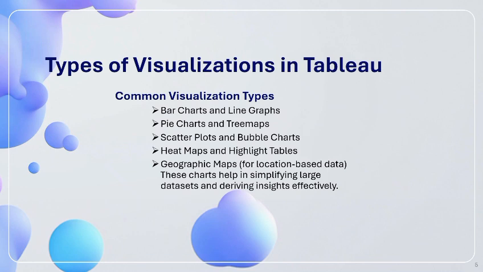Types of visualization in Tableau. Tableau offers a variety of chart types depending on what kind of data you have. There are bar and line graphs, pie charts, tree maps, scatter plots, bubble charts, heat maps, and even geographic maps. Each chart has a purpose and helps simplify complex data into meaningful visuals.